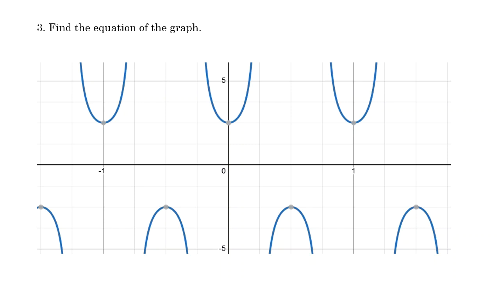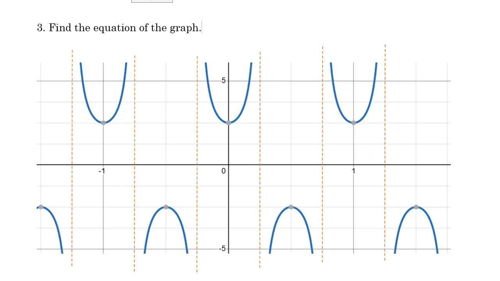Okay, so first thing I want to do is determine the asymptotes of this graph right here. So let's draw those in. Alrighty, so it looks like the asymptotes would be here, where I have these orange dotted lines. Now, since this is a secant or a cosecant graph, we know that we could find the equation of the associated sine or cosine graph, and use that to write the equation of our secant or cosecant graph.